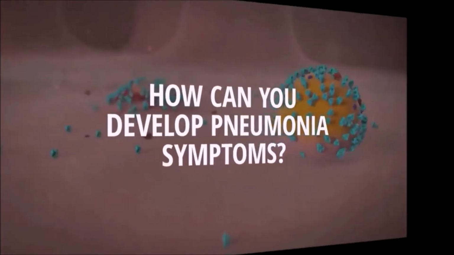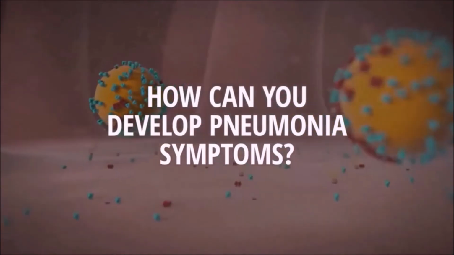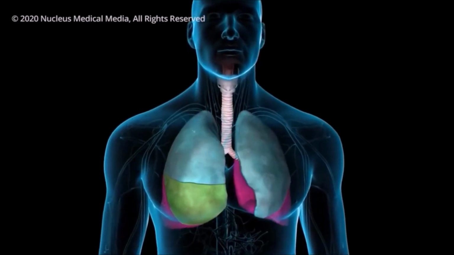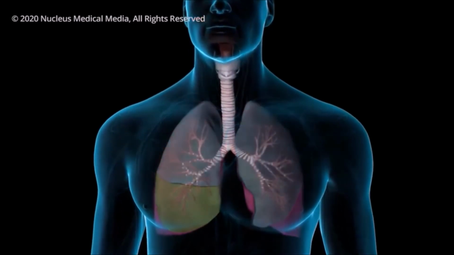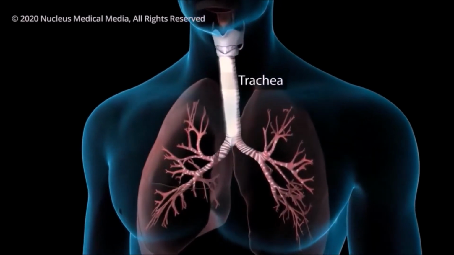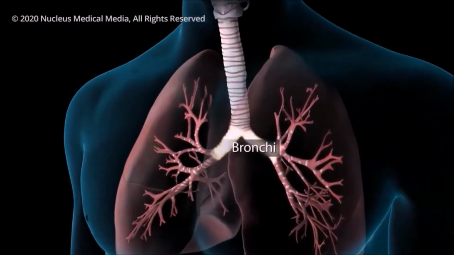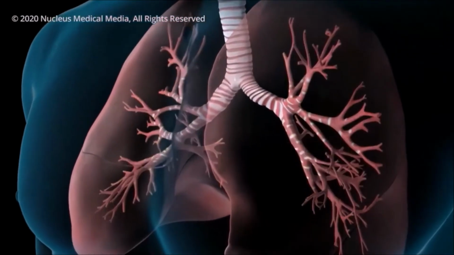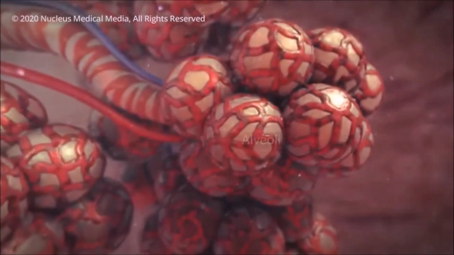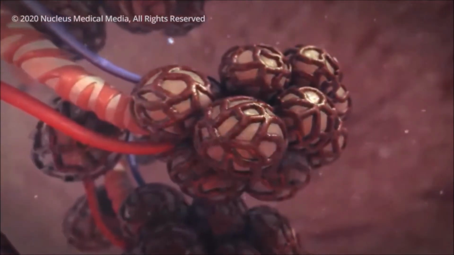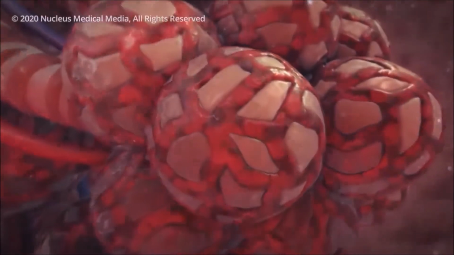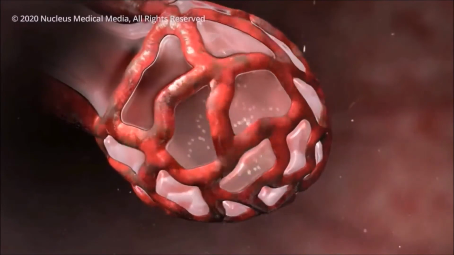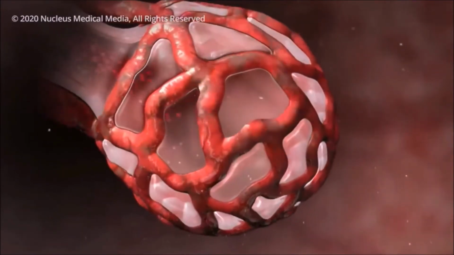With the virus spreading in your body, how can you develop pneumonia symptoms? For this, we'll have to look into your lungs. Each lung has separate sections called lobes. Normally, as you breathe, air moves freely through your trachea or windpipe, then through large tubes called bronchi, through smaller tubes called bronchioles, and finally into tiny sacs called alveoli. Your airways and alveoli are flexible and springy. When you breathe in, each air sac inflates like a small balloon. And when you exhale, the sacs deflate.